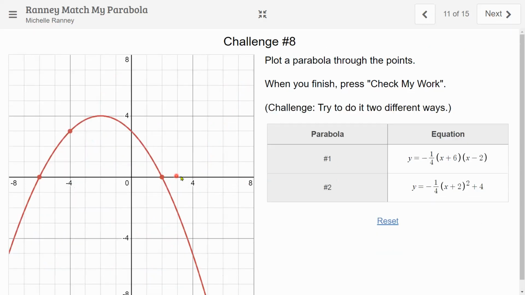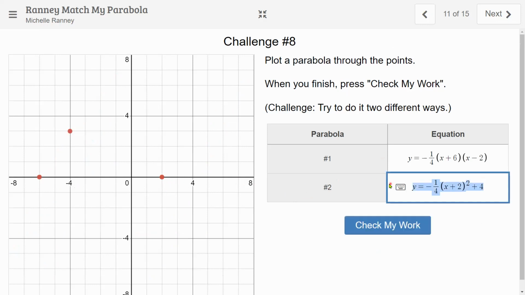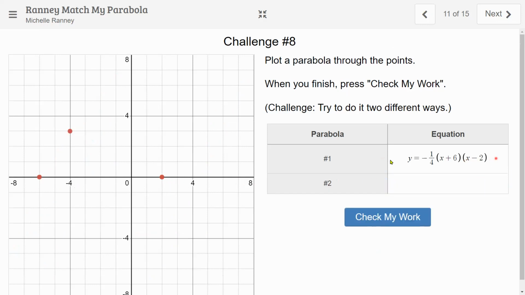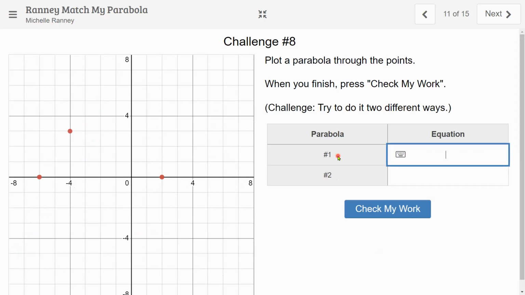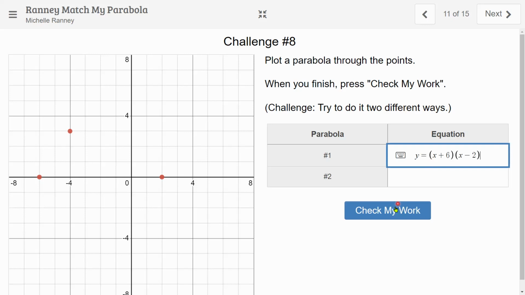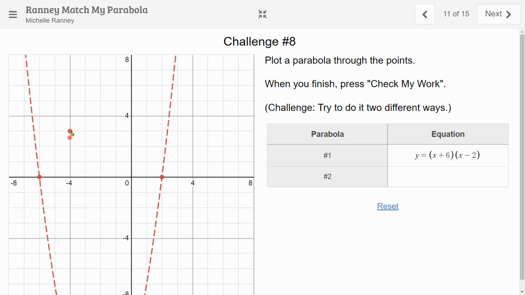Now, on one like this, they are giving us these 2 points, 2 x-intercepts. So I know for sure that I'm going to have y is equal to, to get the negative 6, x plus 6 gave me an x-intercept of negative 6. To get the 2, x minus 2. So if I see this, it's going to go through those points, but it's not going through this.